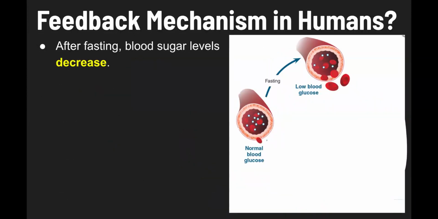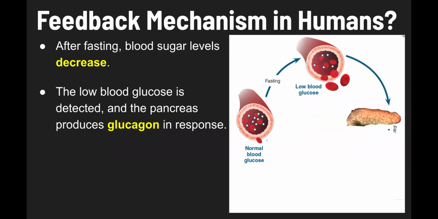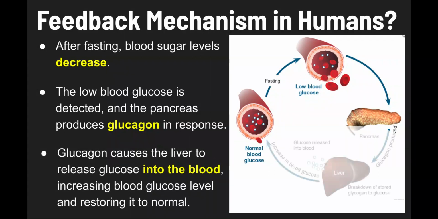Now let's consider the other part of this feedback mechanism. Let's say that you fasted, so you haven't been eating for an extended period of time. In that case, your blood sugar level decreases. So now you have a low blood glucose level. The low blood glucose level gets detected, and the pancreas produces glucagon in response. And the glucagon causes the liver to release glucose into the blood. And this increases your blood glucose level and restores it back to normal.